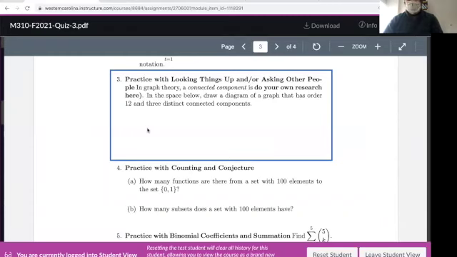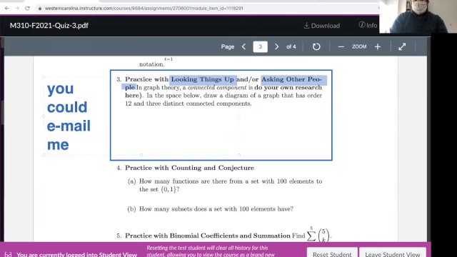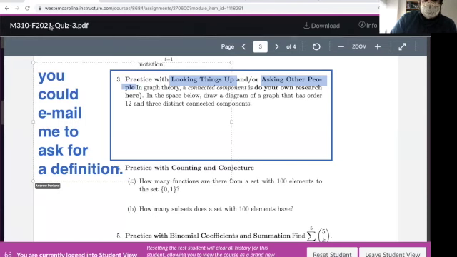Let's look at this question. This question was about one of our problem-solving strategies, looking things up and/or asking other people. So it would be totally legitimate if you had emailed me to ask for a definition of this, because it says that you're allowed to do that. And asking an expert for an explanation is a valid strategy. But most of you chose to solve it by looking things up, which is also completely acceptable.